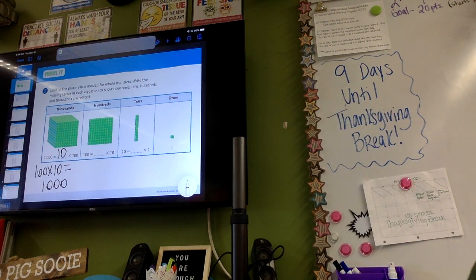All right, so let's look at the next one, the 100 spot. Blank times 10 equals 100. 10 again. Next one, blank times 1 equals 10. And then you just have 1 on the end. So what do you notice that's the same in that? They're all multiplied by 10. That is right. They're all multiplied by 10.